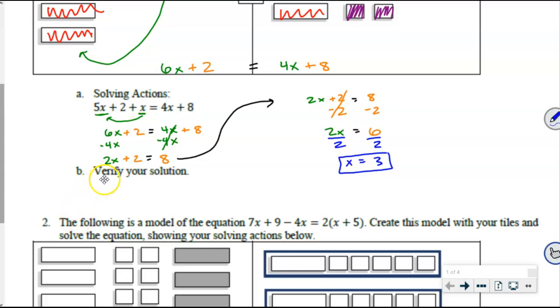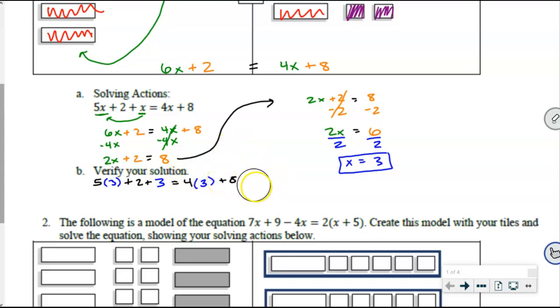So plug it back into the original, which means 5x is 5 times 3, plus 2, plus x, which really means plus another 3. That should be equal to and balanced with the 4x, which is now 4 times 3 plus 8.